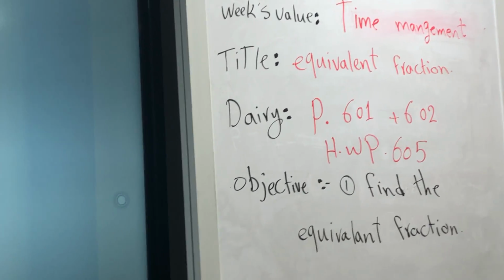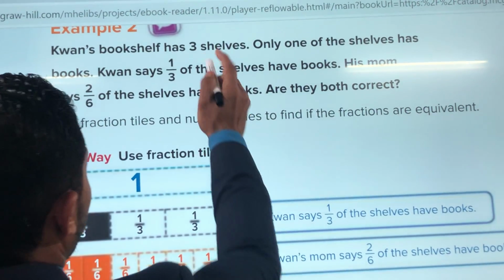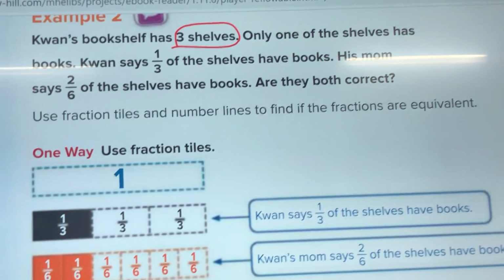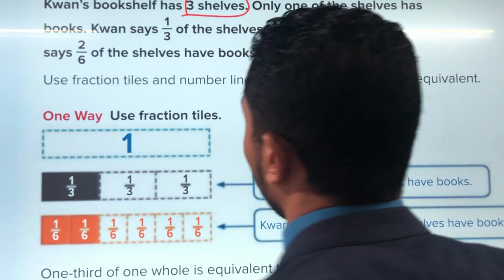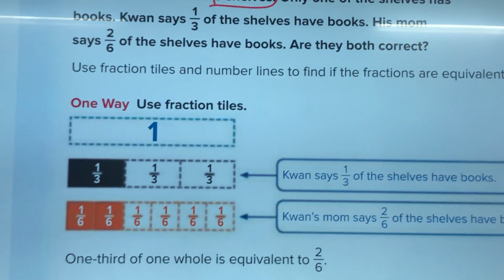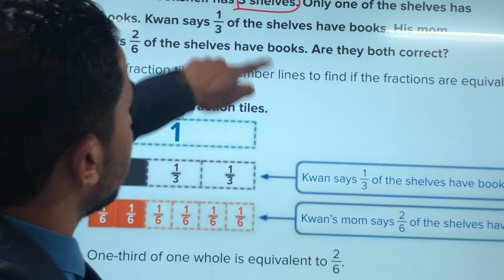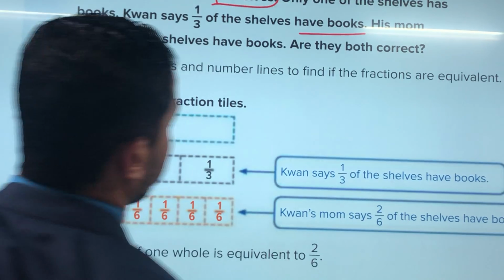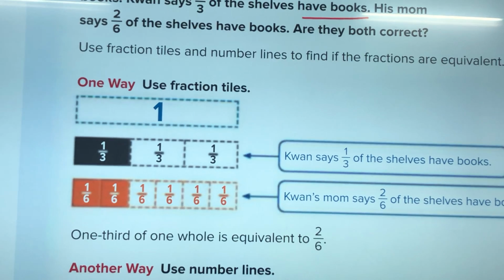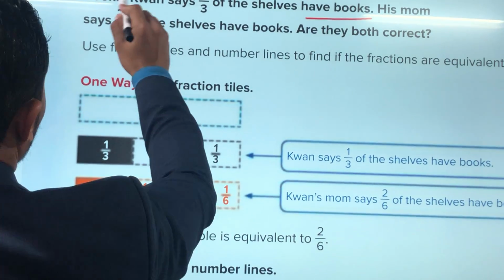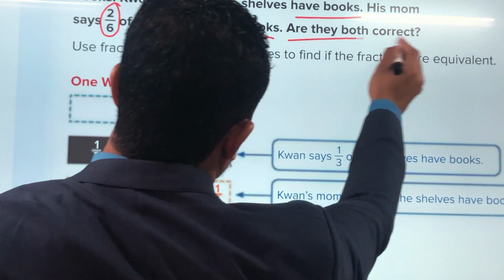Good. Example number 2. One's bookshelf has 3 shelves. Only one of the shelves has books. One says a third of the shelves have books. Yes, because 1 from 3 shelves has books. And his mom says 2 over 6 of the shelves have books. Are they both correct or not?